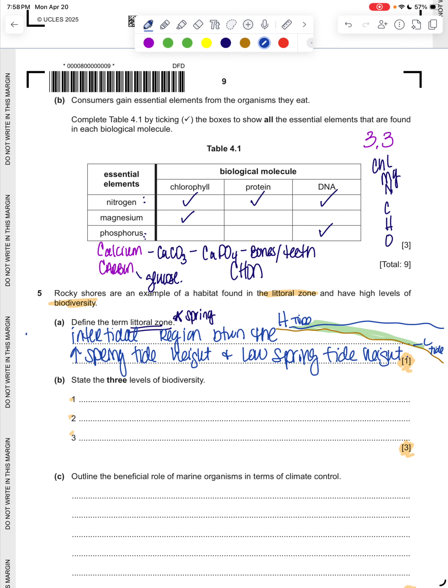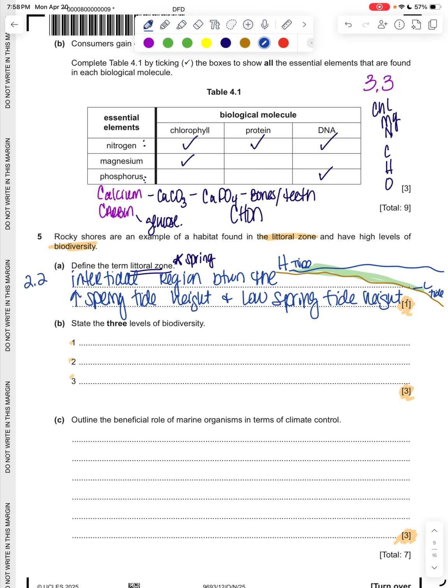Littoral zone is from section 2.2. Your other littoral zones, you have rocky shore, sandy shore, muddy shore, estuary, delta. Those are areas influenced by tidal changes.